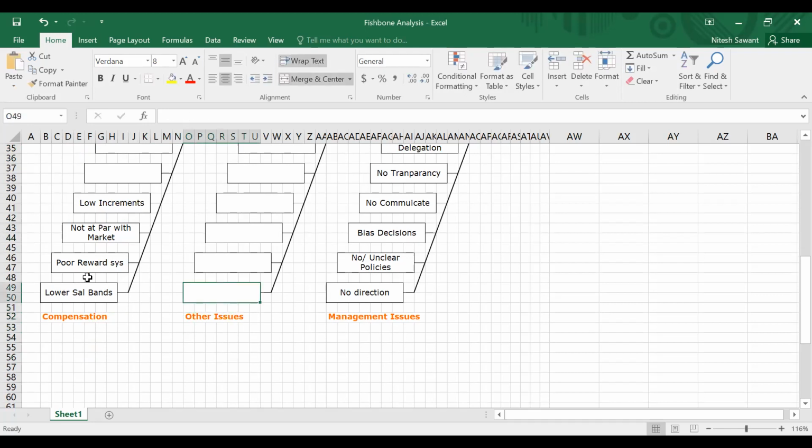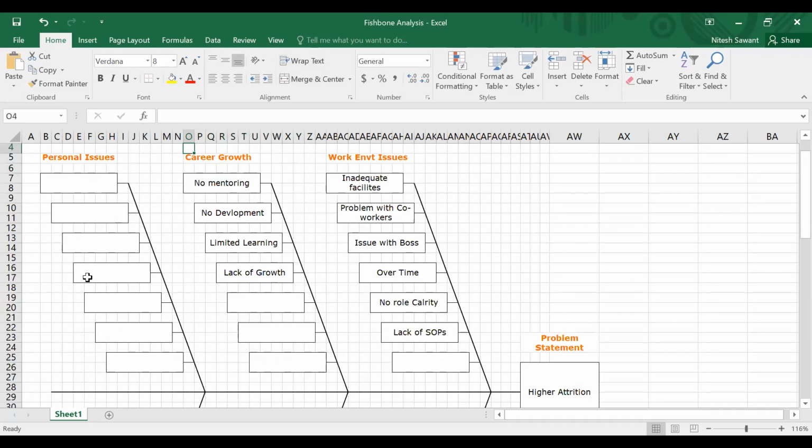Okay, what are the other issues? Excess traveling. Let's take personal issues. One is moving to hometown, choosing a job location near to hometown. Two is getting married, and in-laws not permitting, something like that. Internal conflicts.